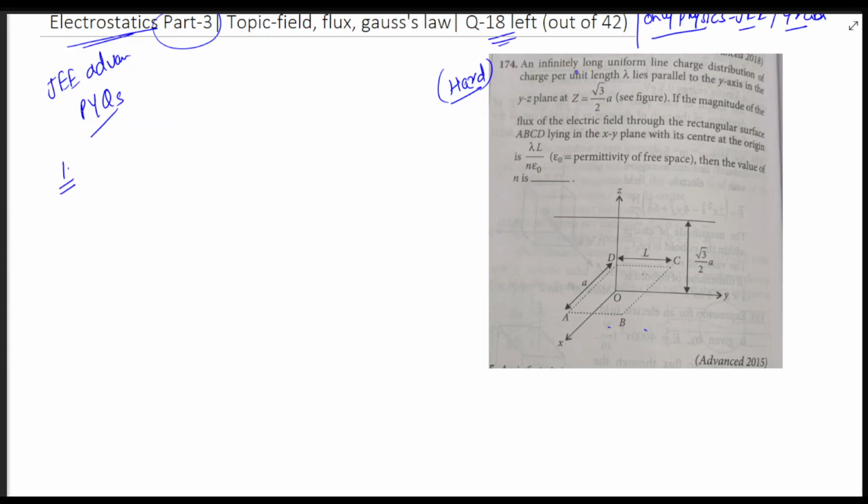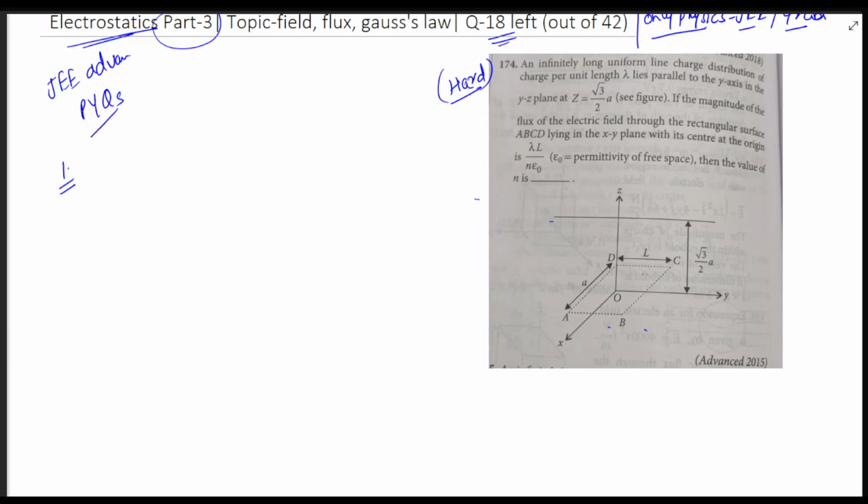In this question, there is an infinite wire, as you can see, and it is at a distance root 3 by 2 a from the y-axis. And what else is given? We have to find the flux due to this wire through this plane.